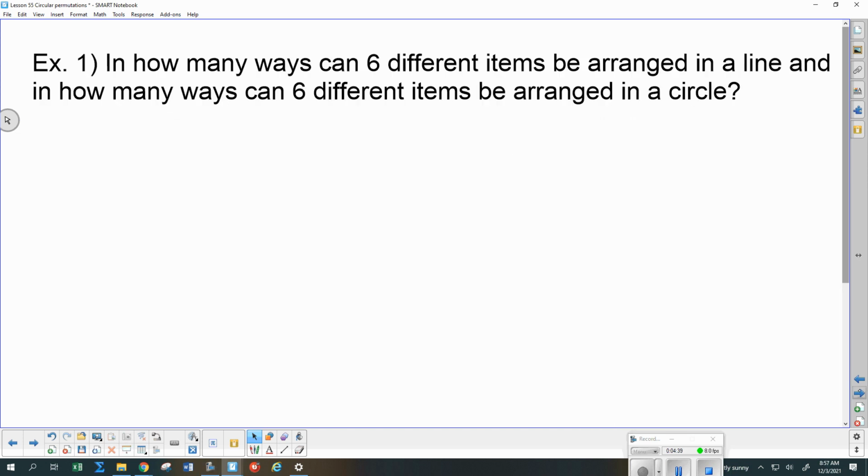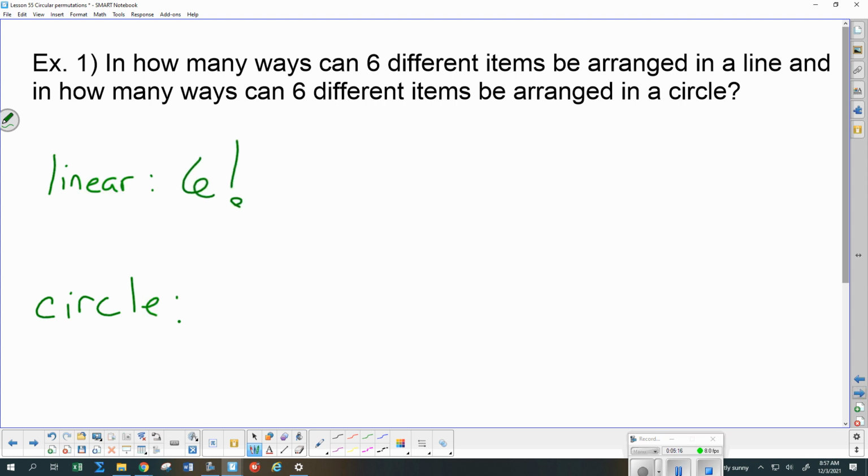Okay, let's try a quick example. You're going to have homework problems that say in how many ways can 6 different items be arranged in a line, and in how many ways in a circle. When they ask you more than one thing in the same problem, you have to do something to label which answer is which. So we need to say linear and circle. If I'm putting 6 things in a line, what will I need to do for my setup on this one, Macy? So 6 factorial, you can write that out, 6, 5, 4, 3, 2, 1, or you can enter that on your calculator.